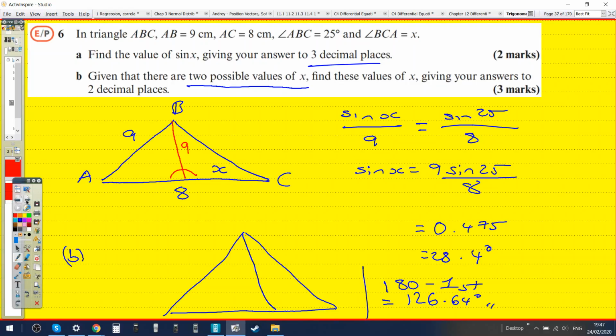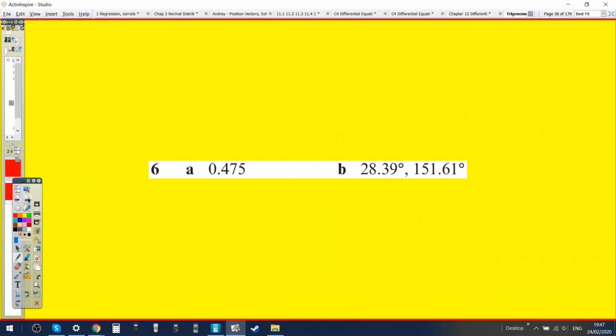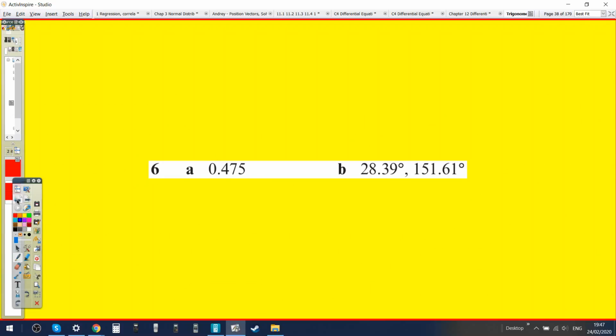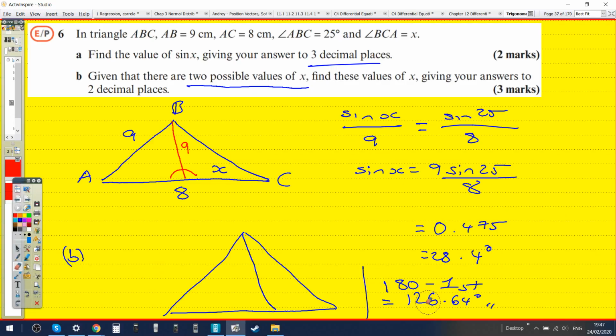28.39, is that what you said? Yes, 28.4. Did you do 180 minus? I might have not. Oh, no. I did. Yeah, that is right. Sorry, it's meant to be 159.64. Okay.